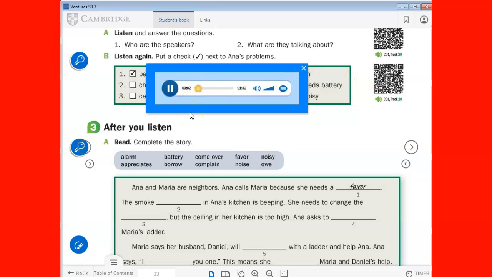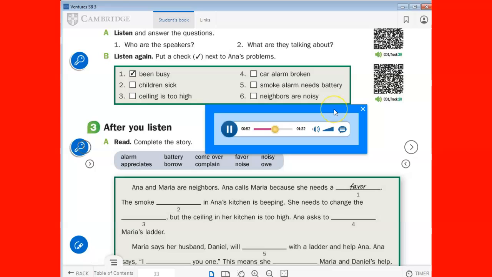Unit 3, Friends and Family. Page 33, Exercises 2A and 2B. Hello? Maria. Hi, it's Anna. Hey, hi Anna. How are you? Good, thanks. But I've been super busy. Listen, Maria, do you have a minute to talk? Are you eating dinner? No, we've eaten. What's up? Well, I need a favor. Sure, Anna. What is it? The smoke alarm in my kitchen is beeping. Beep, beep, beep. I need to change the battery, but the ceiling's too high. Can I borrow your ladder? Sure, but I have a better idea. Daniel can come over and change the battery for you. Really? Are you sure he has enough time? Oh, Anna, you know Daniel. He's never too busy to help a neighbor.